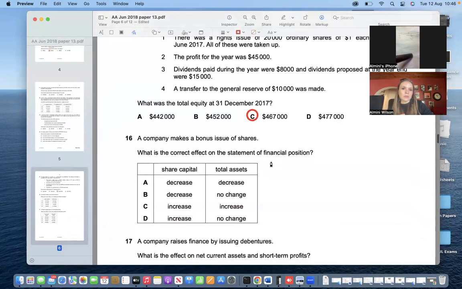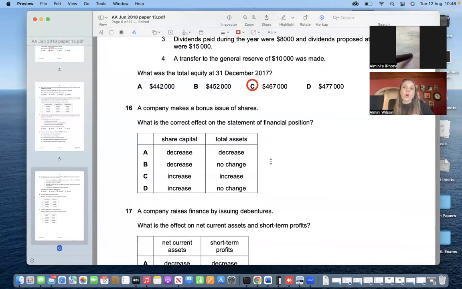Okay, number 16, a little bit of theory. A company makes a bonus issue of shares, you don't get money. What is the correct effect on the SFP? Well, if you think about share capital, ordinary share capital does increase, but equity doesn't increase. So I just quickly peeked. I think we must aim for at least a share capital increase. But be careful, if this said equity, that would be no effect.